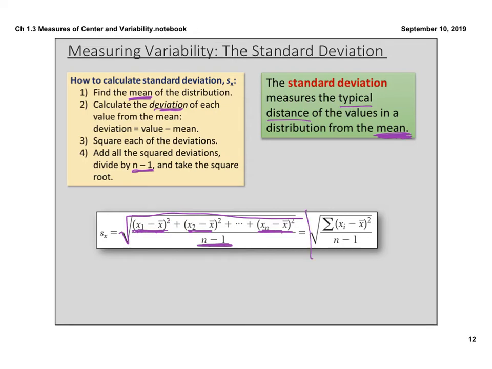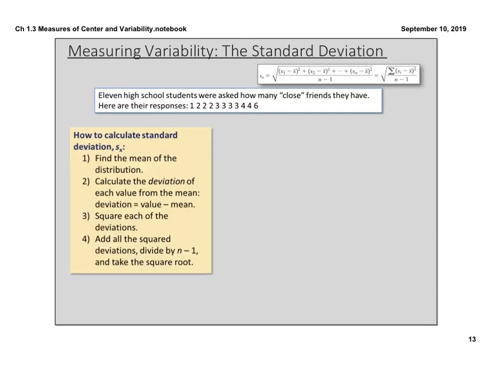So this is what the formula actually looks like. It's the sum of the squared differences from the mean divided by n minus 1, and then taking the square root of that. So again, that's a really complicated formula, if you will. We're going to do it by hand here once, and I want you to follow along with me.